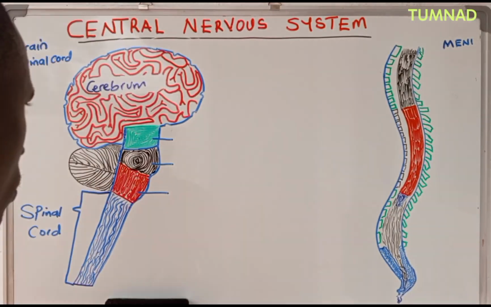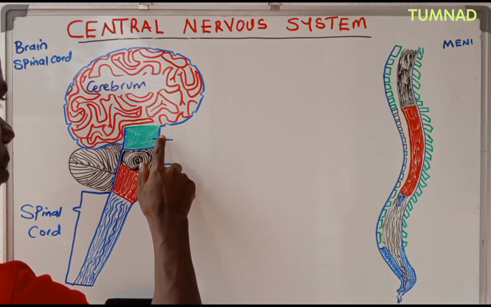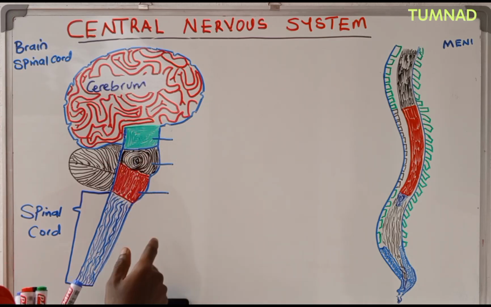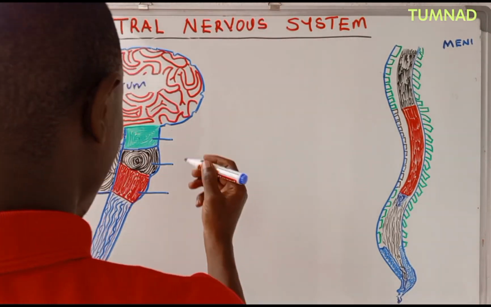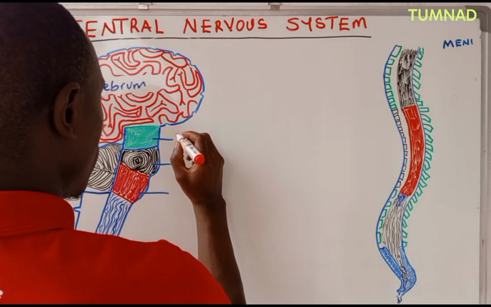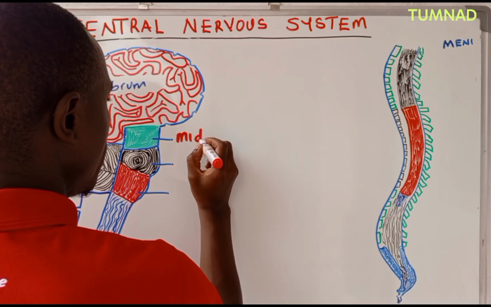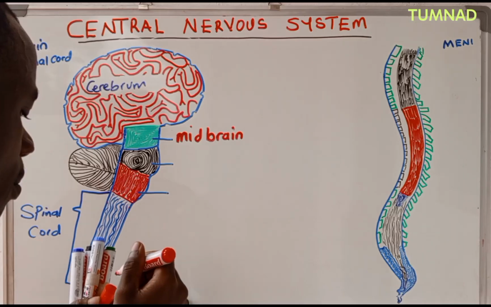Coming to this structure here, which is drawn in green, what do we call this area? This area is what we call the midbrain. This one here is what we call the midbrain.